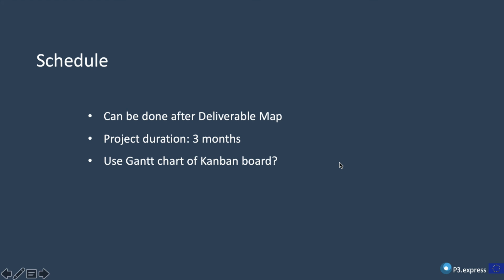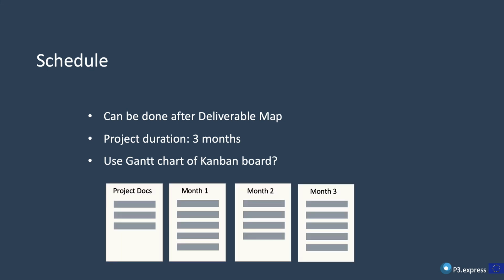Now, how are we going to do the schedule? Are we going to use a Gantt chart, or are we going to use a Kanban board? Well, this is a simple project, so I will use a Kanban board because it's quite easy to do, but I could use a Gantt chart as well. For the purpose of this exercise, I will use a Kanban board, and it will have this layout. It will have project documents, then the deliverables for month 1, month 2, month 3, and so on, okay?